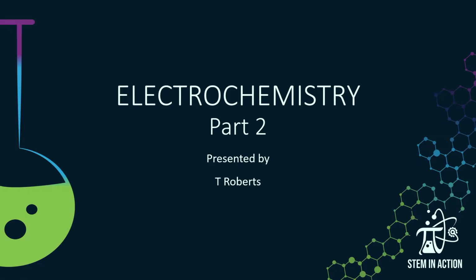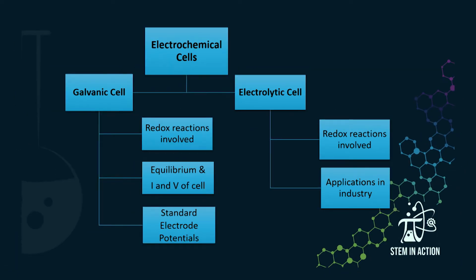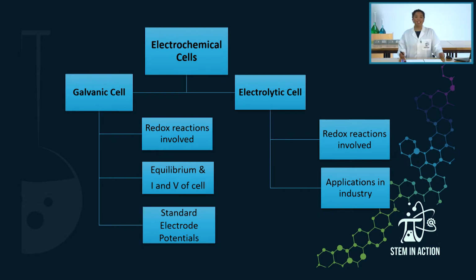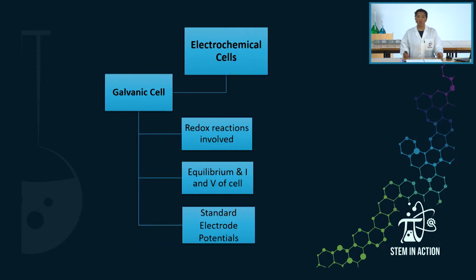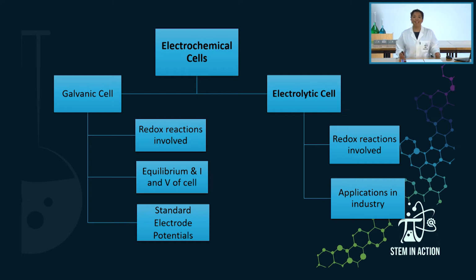Today we'll be looking at Electrochemistry Part 2. Electrochemical cells are divided into two sections for your Grade 12 syllabus. It covers the galvanic cell and the electrolytic cell. In Part 1, we looked at the galvanic cell, and today in Part 2, we'll be looking at the electrolytic cell. We'll be looking at the redox reactions involved in electrolytic cells, and we'll also consider some of the applications used in industry.